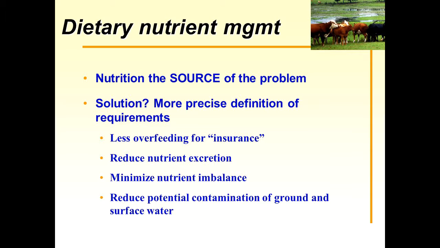The solution is to more precisely define and meet the nutrient requirements of the animals. So what am I talking about? What I'm talking about is less overfeeding for insurance. This idea that if a little is good, more must be better is one we need to let go of. And in so doing, we can reduce nutrient excretion, reduce the nutrient content of the manure, minimizing the nutrient imbalance and reducing the potential contamination of ground and surface water.